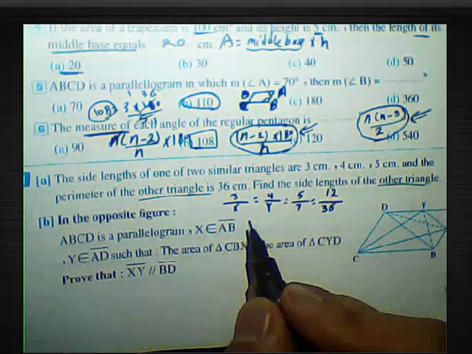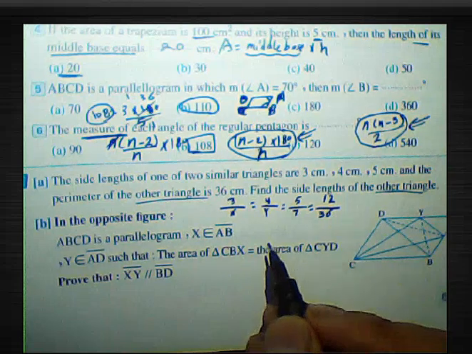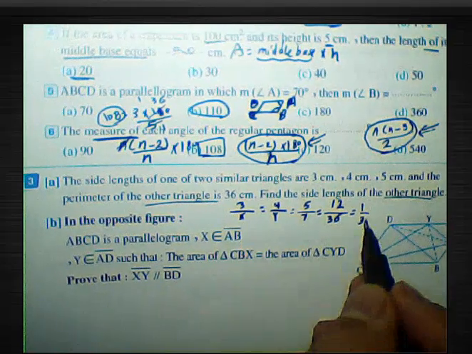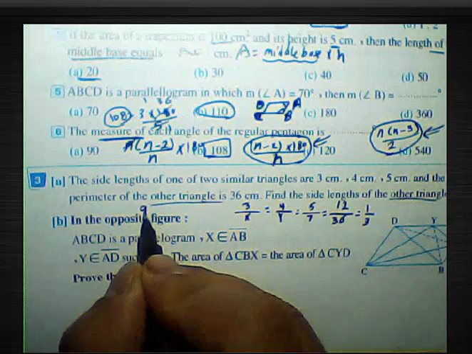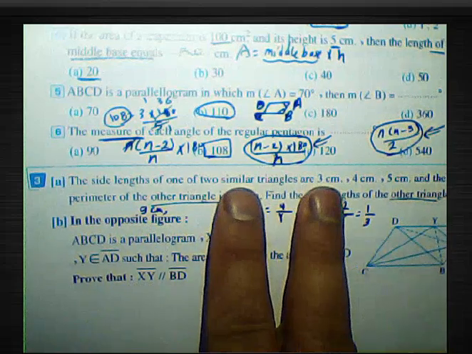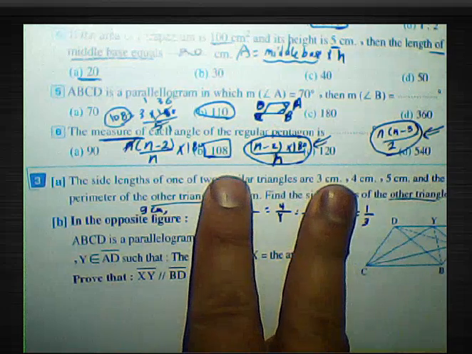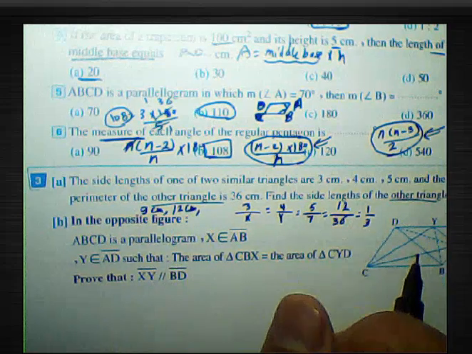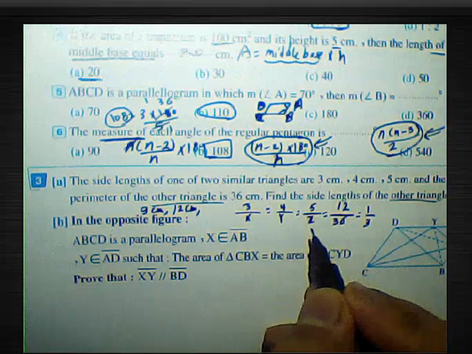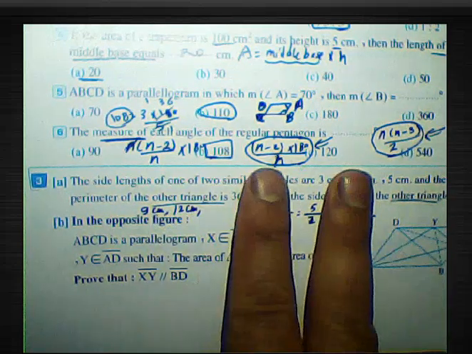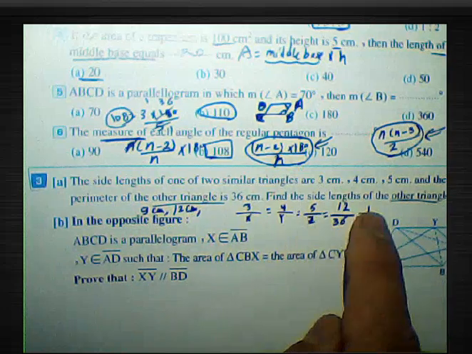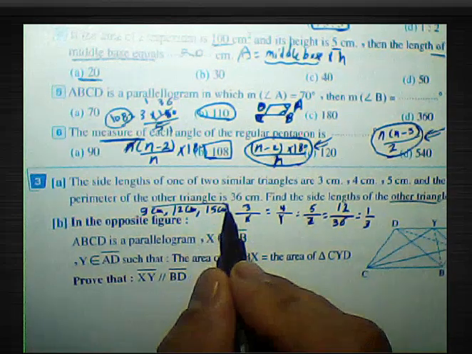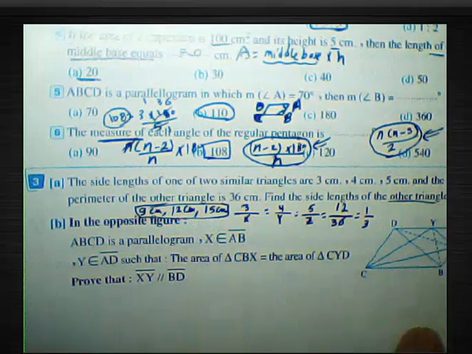To find the length x, we multiply 3 times 36 divided by 12. We know 12 over 36 is 1 over 3. So the first side is 3 times 3 divided by 1, equals 9. The second is 3 times 4 divided by 1, equals 12. And the third, z, is 3 times 5 divided by 1, equals 15 centimeters. So the side lengths of the other triangle are 9 centimeters, 12 centimeters, 15 centimeters.